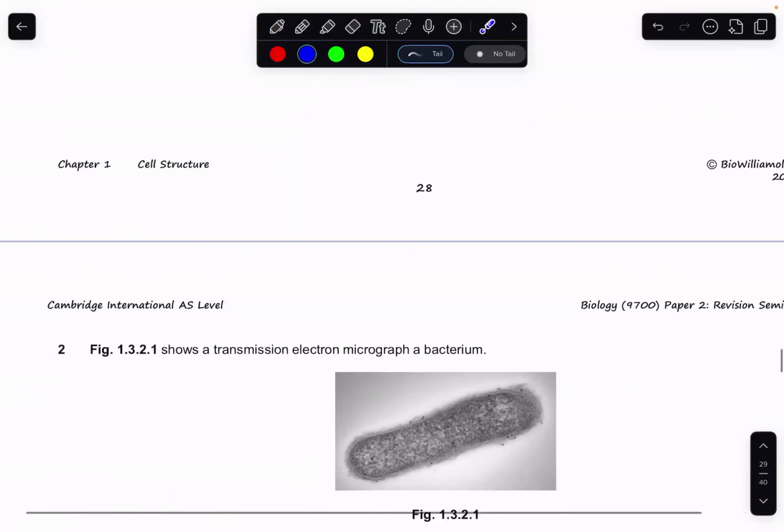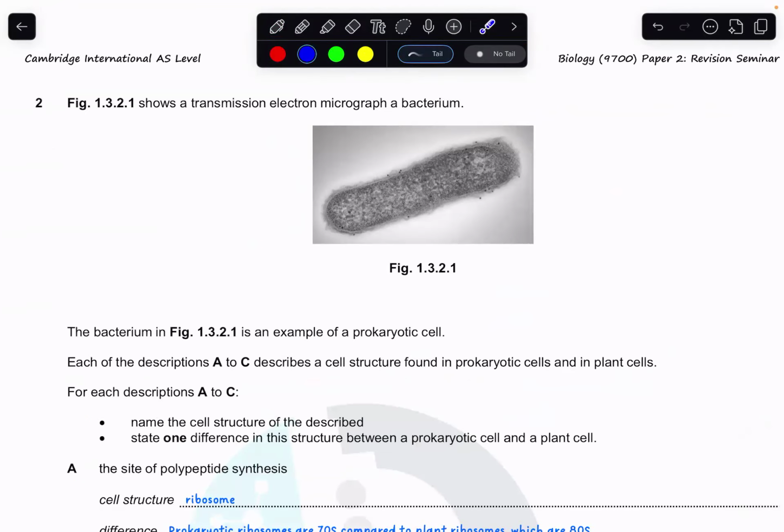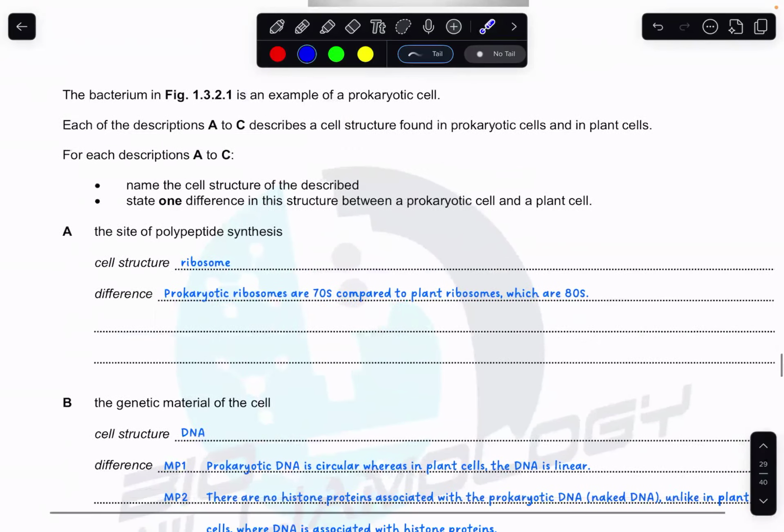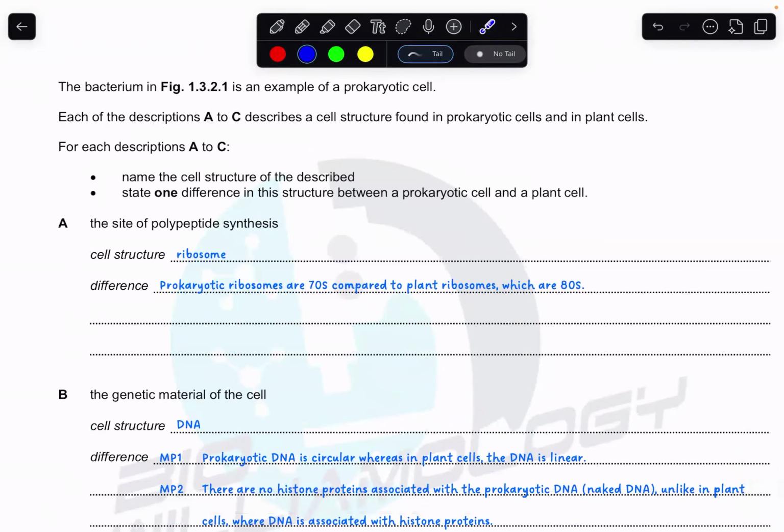So question 2. The bacterium in figure 1.3.2.1 is an example of prokaryotic cells. Descriptions A to C describe the cell structures found in prokaryotic cells and in plant cells. So we name the structure and state the difference. First, the site of polypeptide synthesis will definitely be the ribosome. Both have ribosomes, but prokaryotic ribosomes are 70S compared to the plant ribosomes, which are 80S. So that is one difference, a side by side comparison.